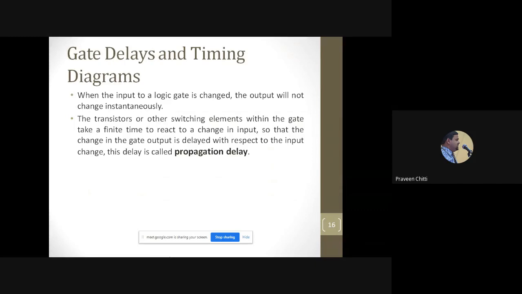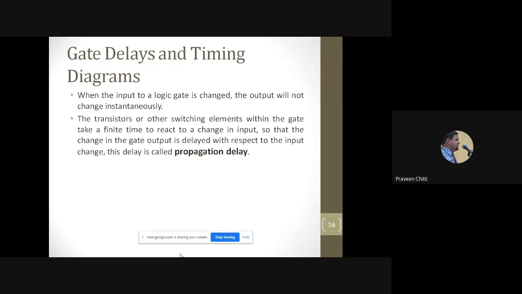What exactly do you mean by gate delays and timing diagrams? So far, whatever gates we have used, we assume that they don't have any propagation delay. So the moment the input changes, the output should change. But in reality, it doesn't happen. Whenever the inputs to the logic gates are changed, the output should change instantaneously.